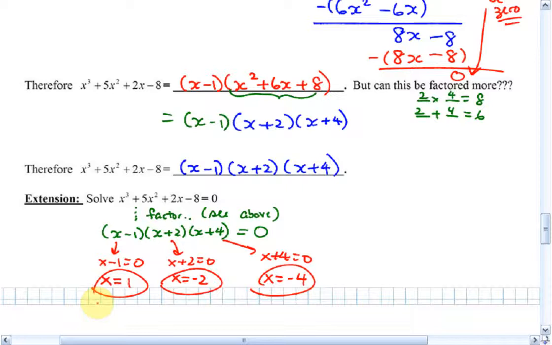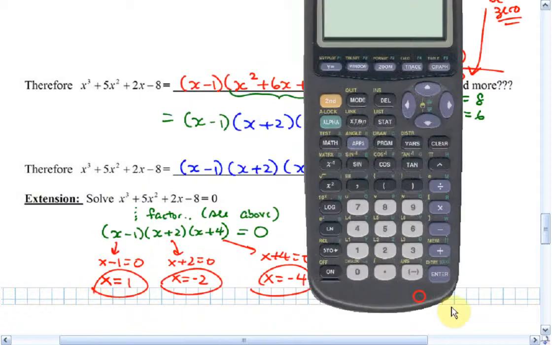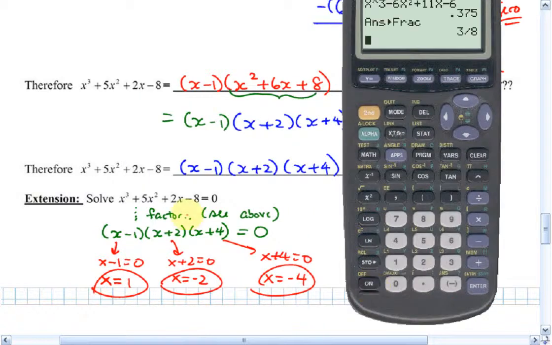Now, don't turn the page yet, because I'd like to show you visually what a cubic function looks like. Can you bring out your graphing calculators now? I'm going to ask you to graph this cubic function, and I want you to see where the zeros are. Let's hope that the zeros are at 1, negative 2, and negative 4. So let's graph this out. Y equals: type in the function x cubed plus 5x squared plus 2x minus 8. Graph it out, and here's what your cubic looks like.